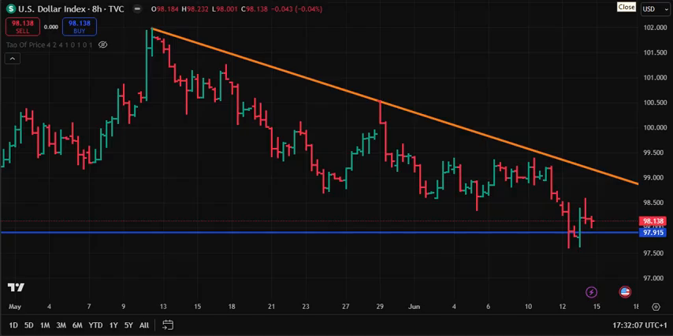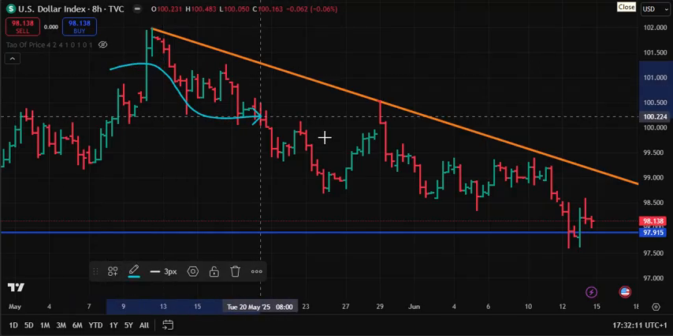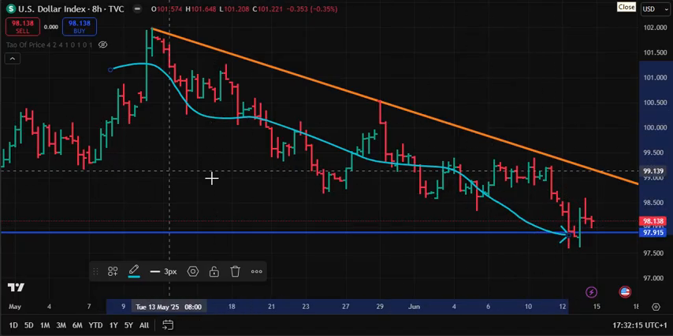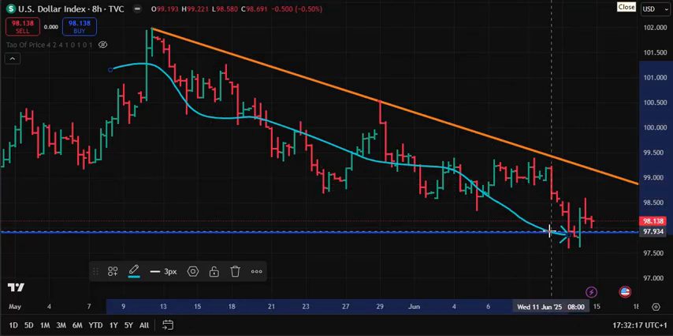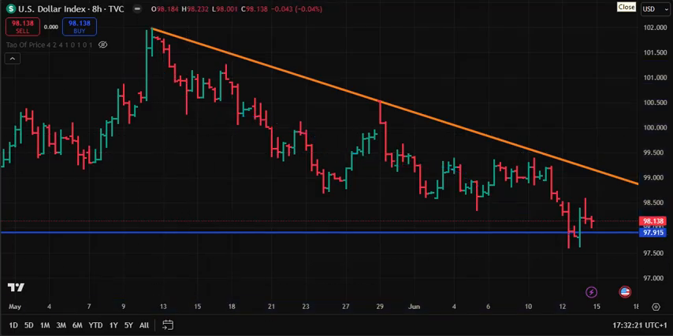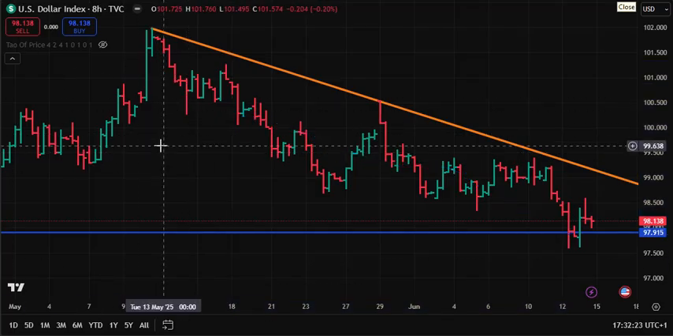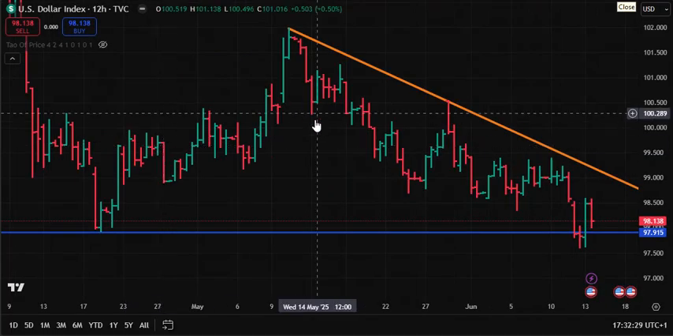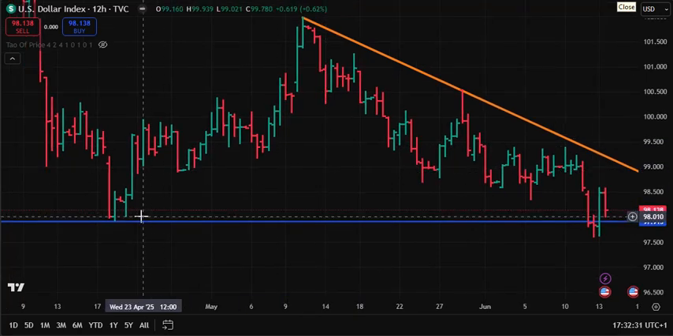As we can see, the DXY is actually starting to crumble, right? And the break below this low here is actually showing continued weakness. I'm going to go up to a higher time frame. Let me go to a 12-hour chart here so we can get a better look at the DXY itself. All right, so here we are. We had a support point right here.